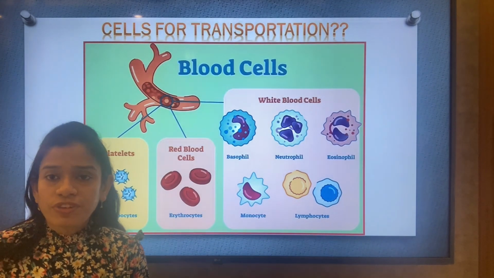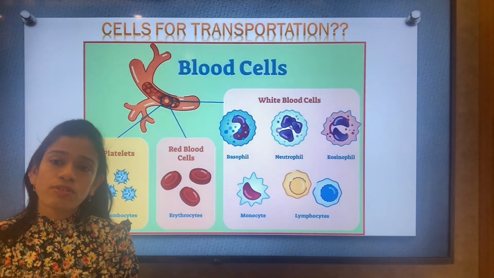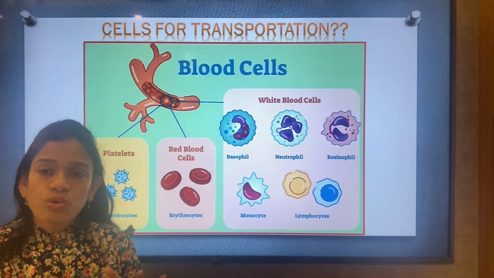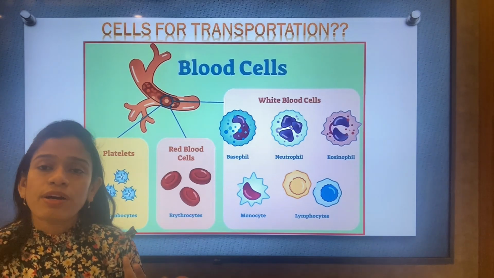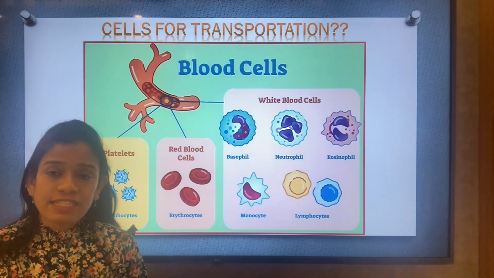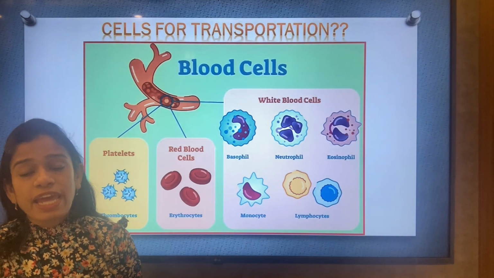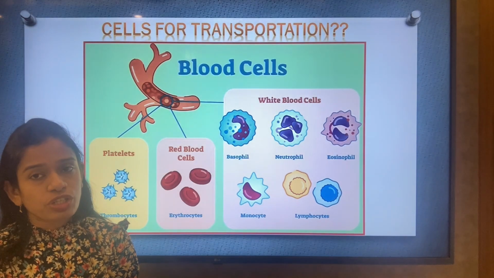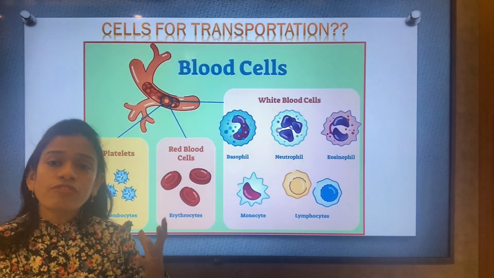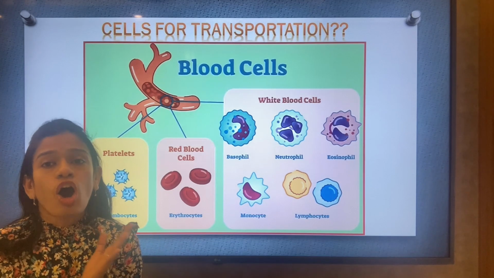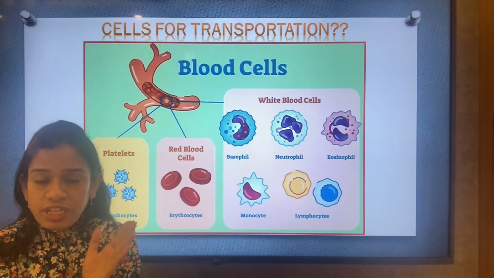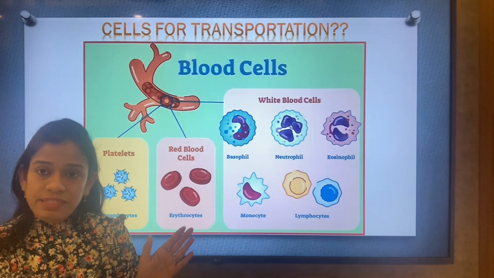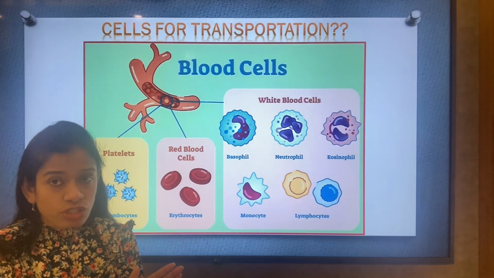Now, when we talk of transportation, who actually does the work of transporting? Who actually transports the glucose, the energy, the oxygen, or the digested food? It is the blood that does the work of transportation. Blood constitutes different types of cells in the body. Blood constitutes the red blood cells, or the RBC, which carries the oxygen.